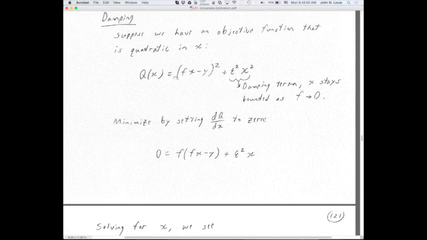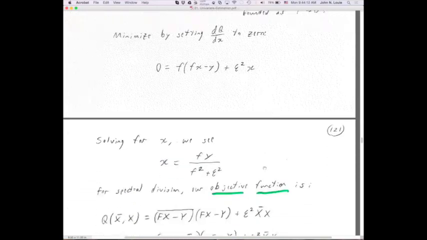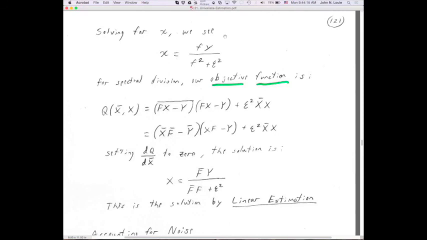In an inversion process here, we would minimize this by setting dQ/dx to 0, where Q is our objective function. So 0 is equal to f times the quantity fx minus y, plus epsilon squared x. We solve this for x, and what we get, as we've seen before, except now with this damping, is f times y divided by f squared plus epsilon squared. That's exactly what we had looked at for spectral division. Now we know what our objective function is for deconvolution.